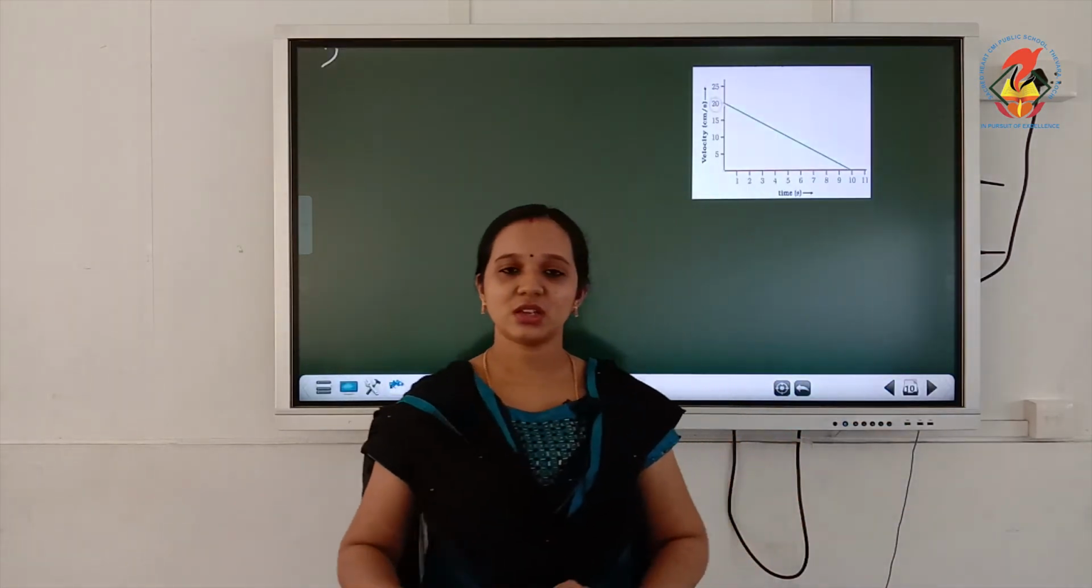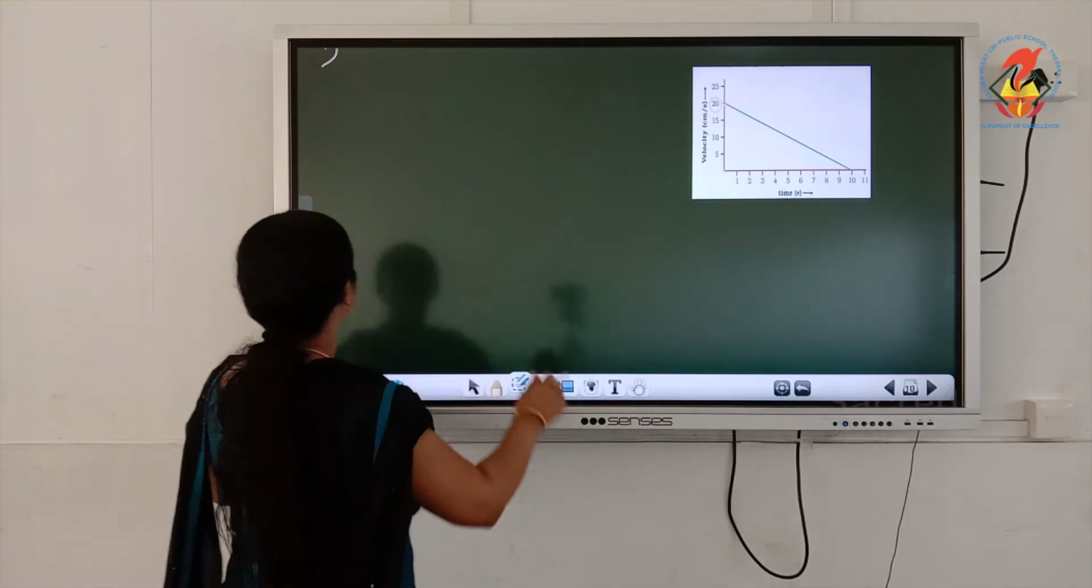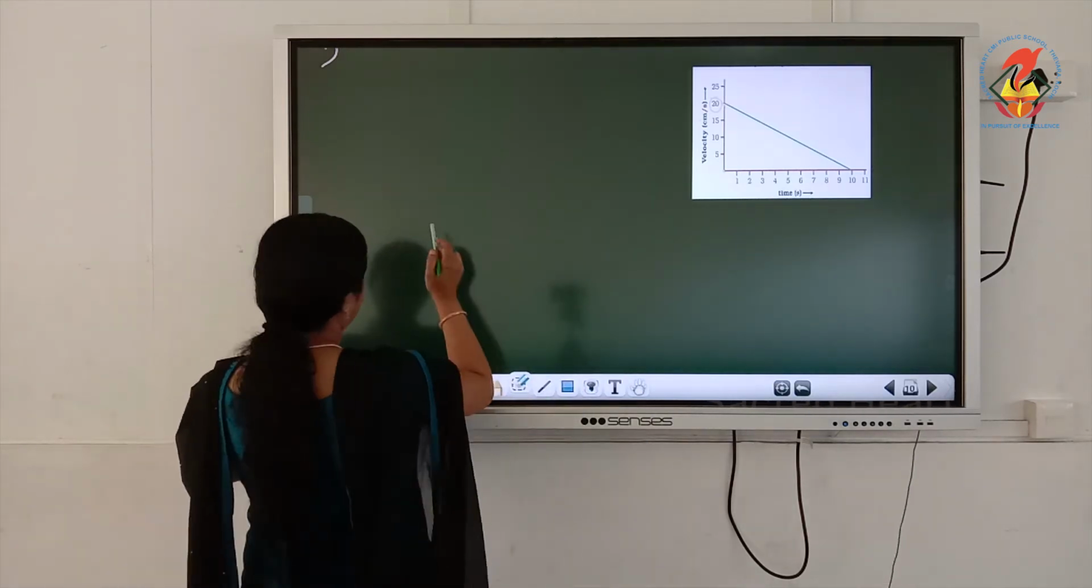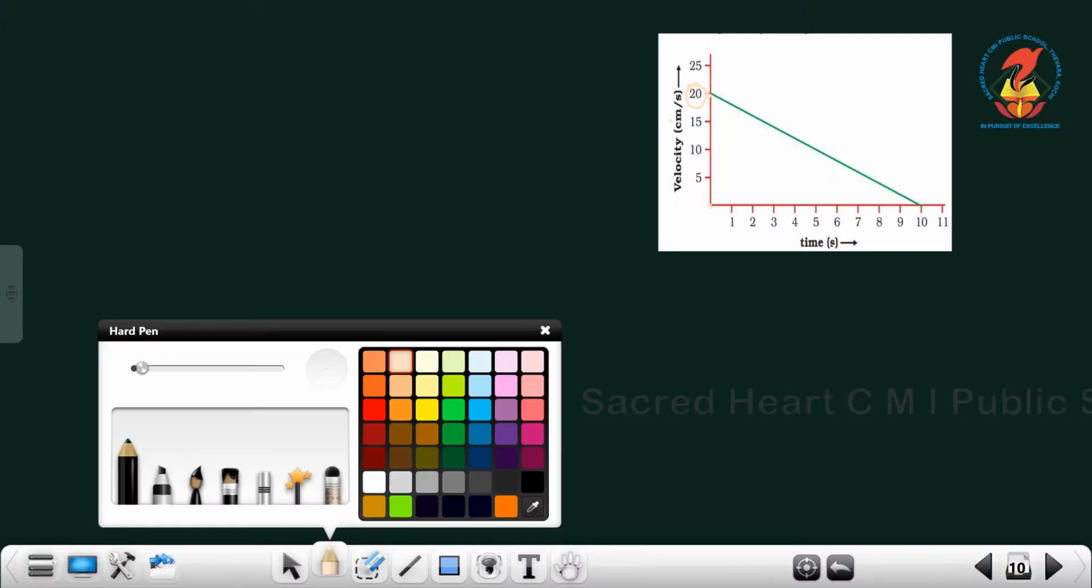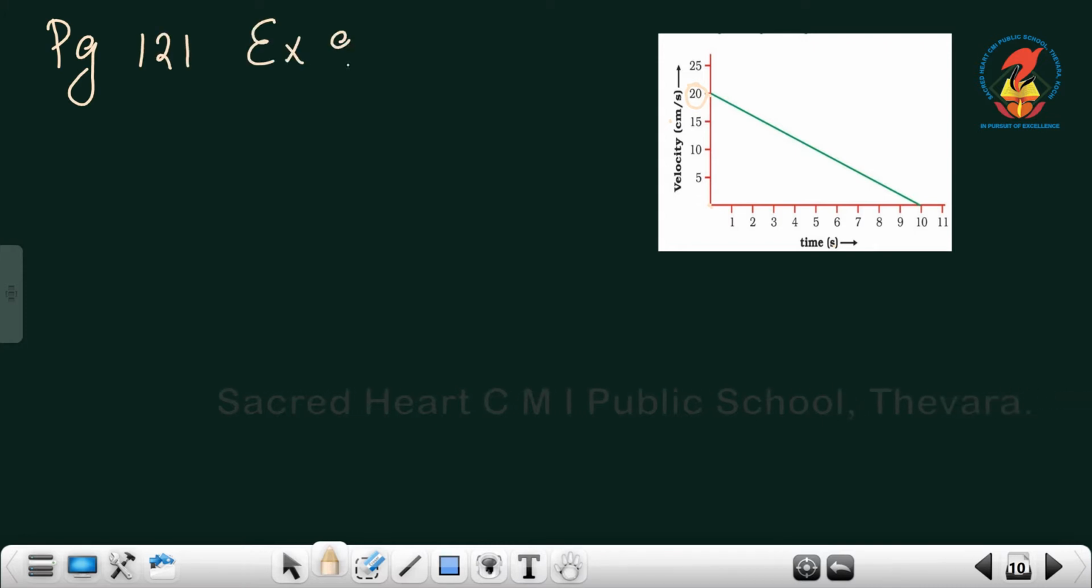For the questions, you may refer to your NCERT science textbook. Now, please refer to page number 121, example 9.5. Page 121, example 9.5.